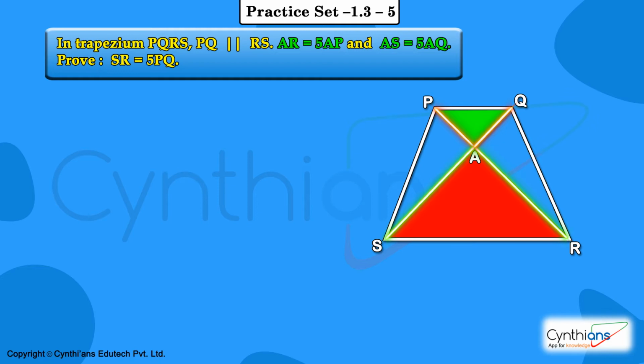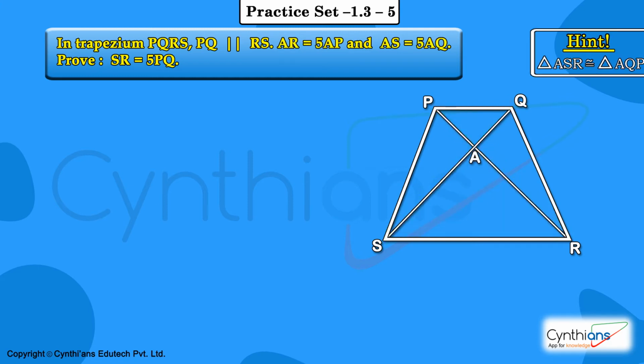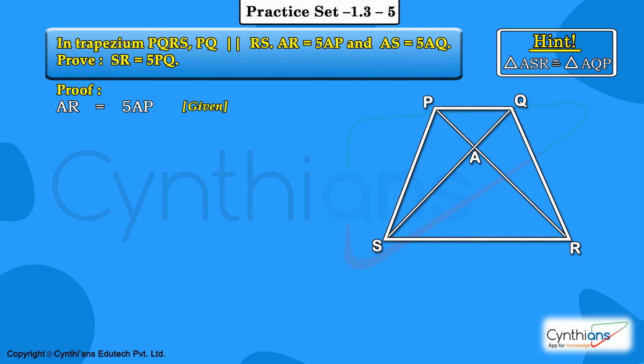And if I prove these two triangles similar by any chance, I'll get the final answer by using CSST, corresponding sides of similar triangle. So let us start proving these two triangles similar. Proof. AR is equal to 5AP given to us. Chalo, let us create the ratio because the entire chapter is based on ratio. Therefore, AR upon AP is equal to 5. Let us mark it as equation number 1. Second, AS is equal to 5AQ given to us. Therefore, AS upon AQ is equal to 5.